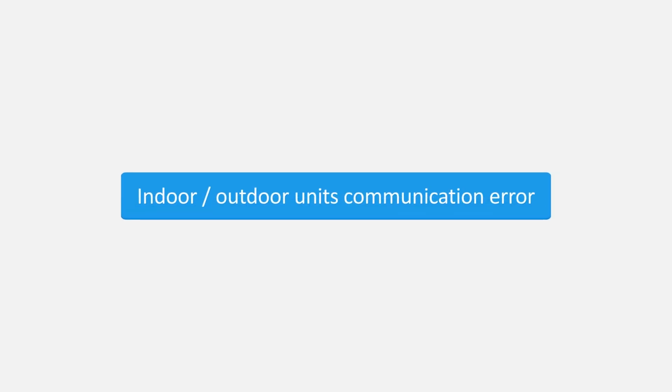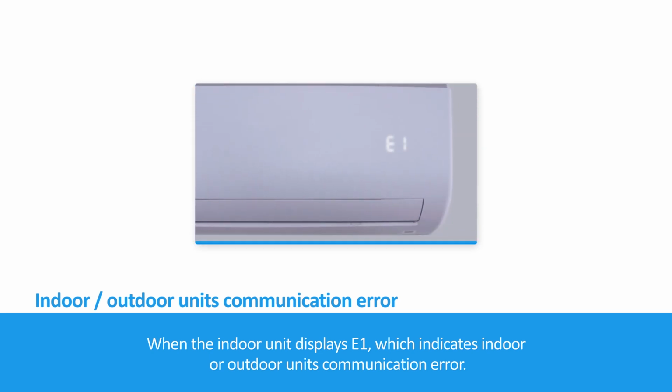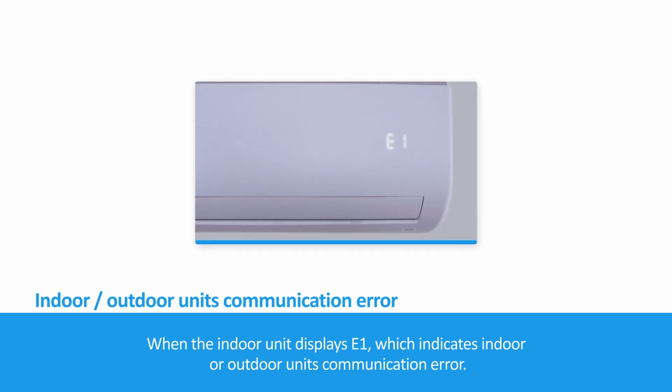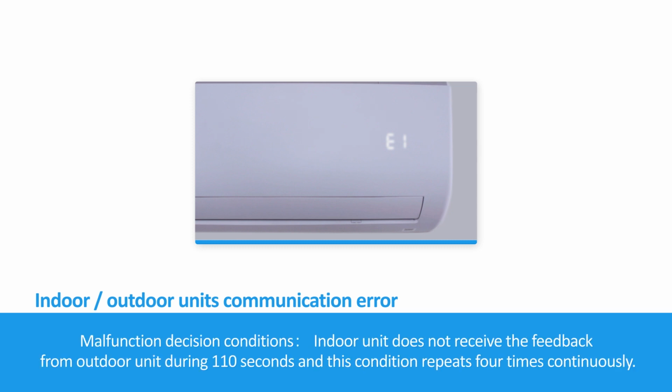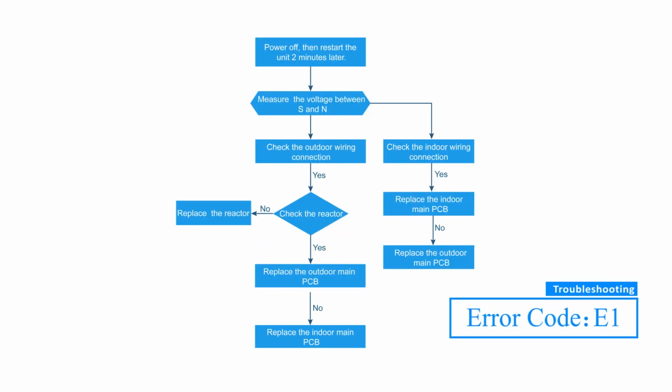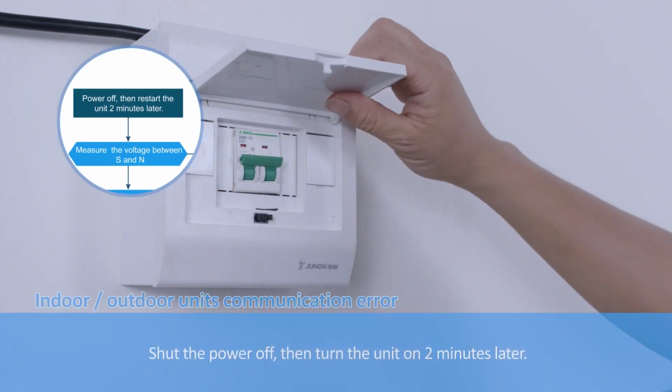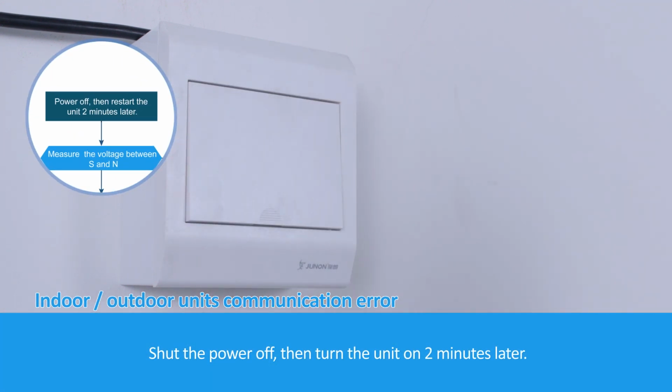Indoor-outdoor units communication error. When the indoor unit displays E1, which indicates indoor or outdoor units communication error, this failure could be caused by inappropriate wiring or main PCB error. Malfunction decision conditions: indoor unit does not receive the feedback from outdoor unit during 110 seconds, and this condition repeats for 4 times continuously. Shut the power off, then turn the unit on 2 minutes later.